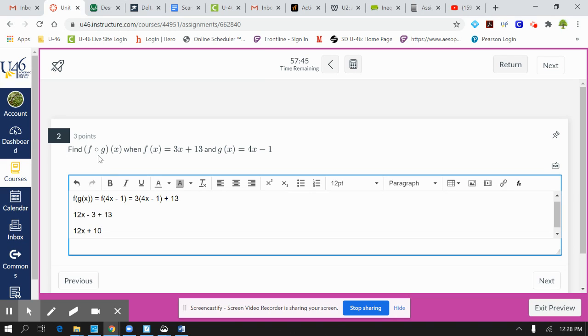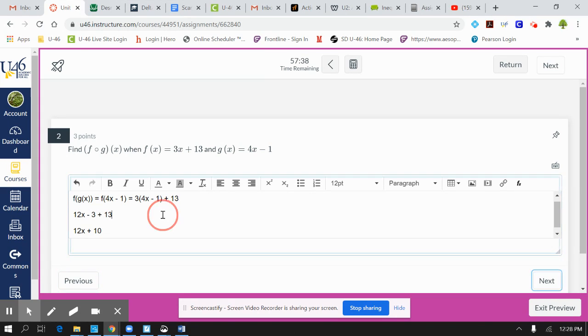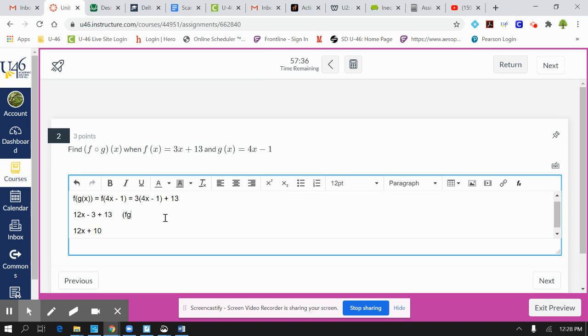So this open circle means composition. If it were a tiny closed circle, it would be multiply. But when I've been using multiply, I always just do fg next to each other. That would be f times g.